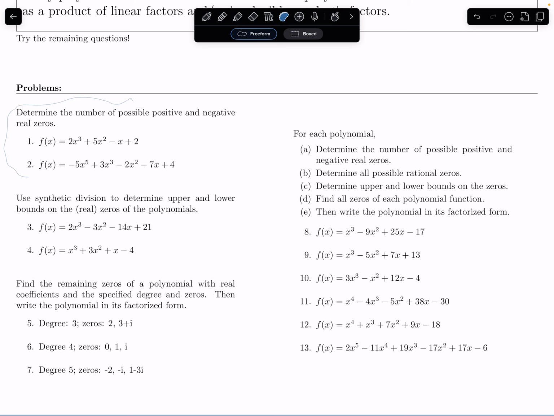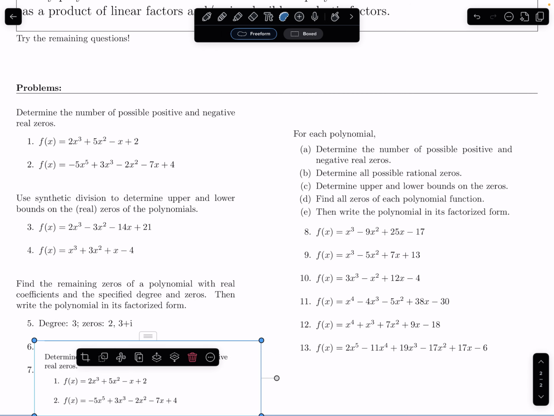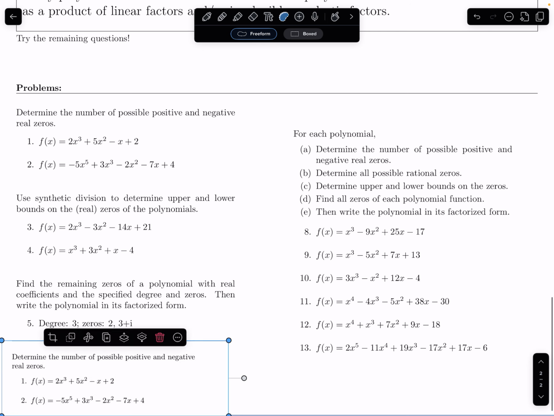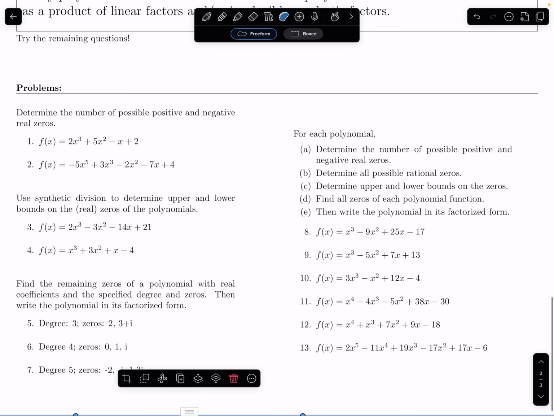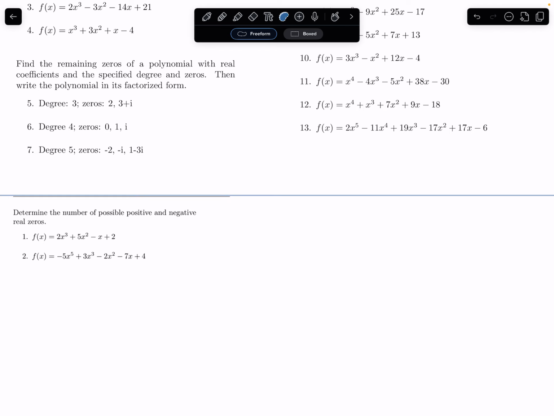So numbers 1 and 2, determine the number of possible positive and negative real zeros. And we're restricting ourselves to real zeros right now. We haven't talked about complex numbers yet. We're going to talk about those in a future video in this section. Okay, let's do number 1 and 2 though.